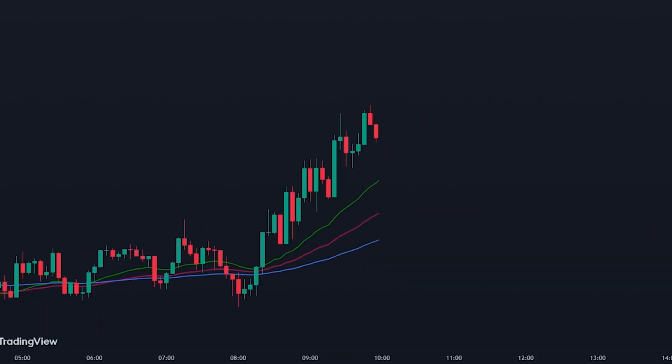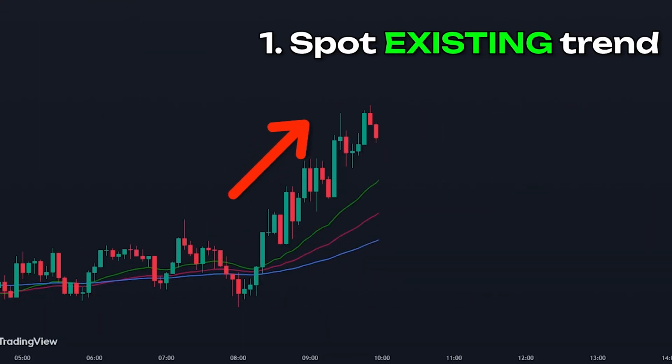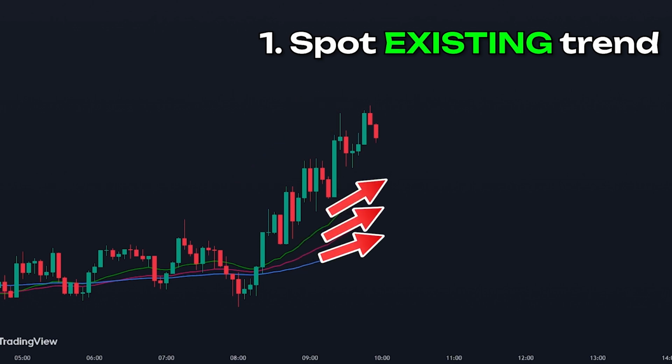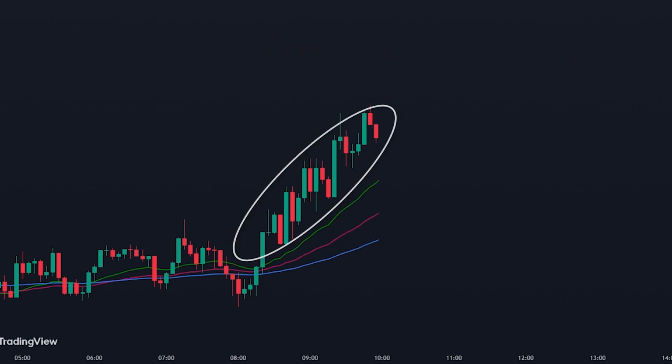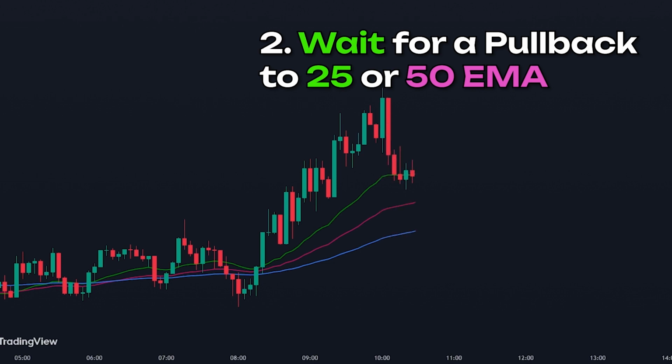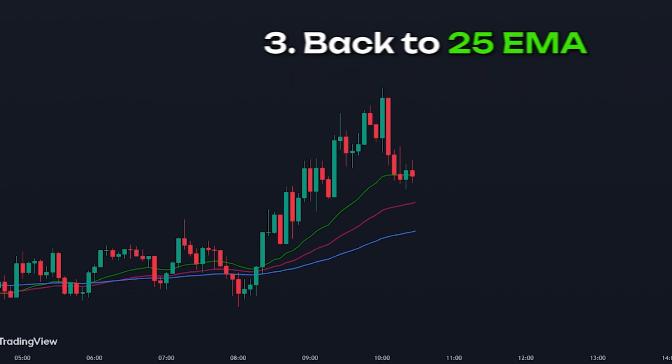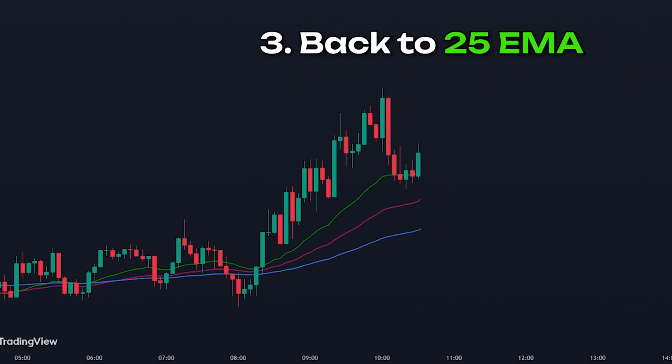In this chart, we've identified an ongoing uptrend, highlighted by the upward movement of all three EMAs, with candles situated above them. Following this, patiently wait for the price to experience a pullback towards the 25 or 50 EMA, setting the stage for our entry setup. The next step involves waiting for the price to revisit the 25 EMA.